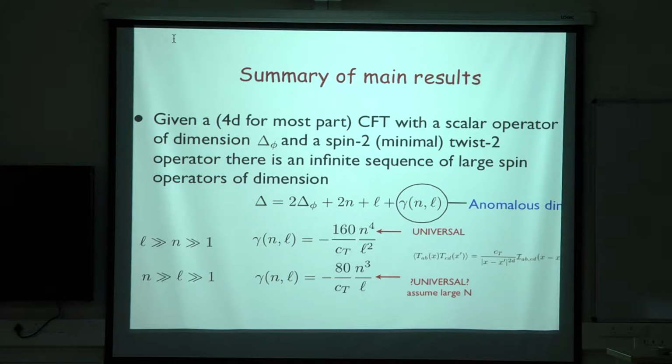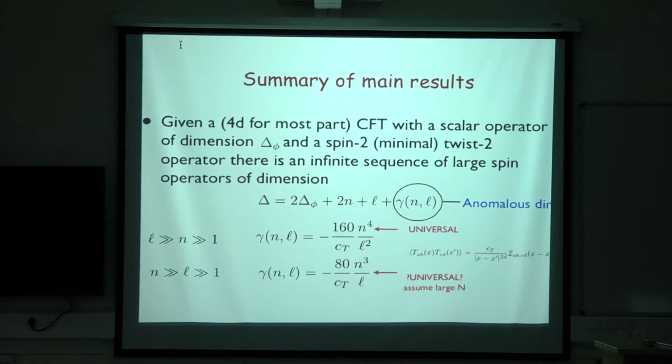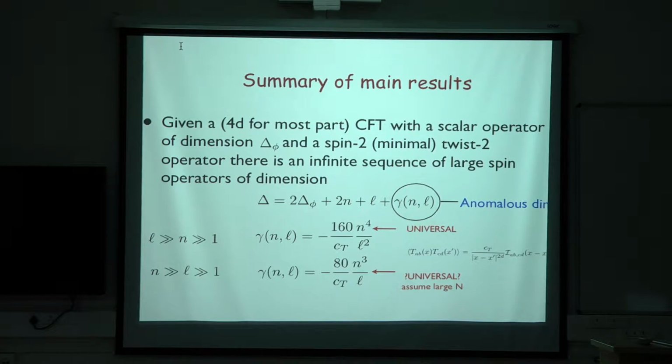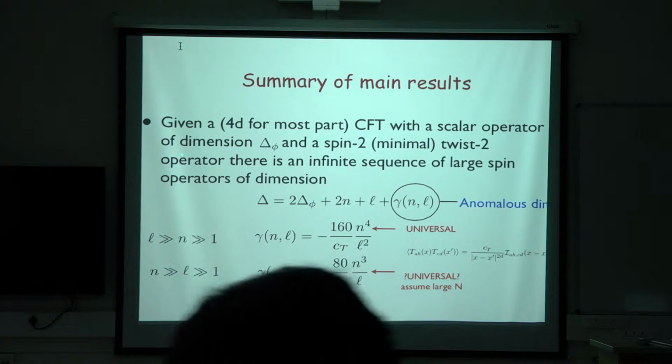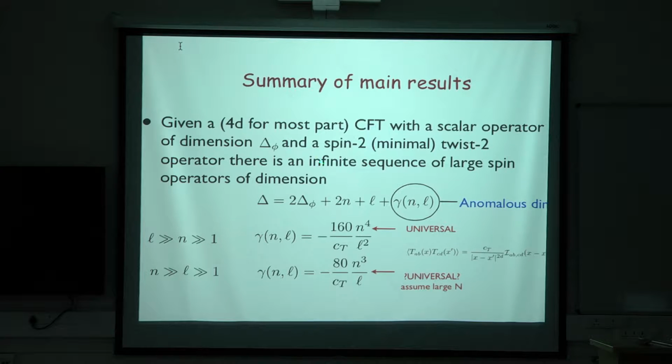So let me begin by summarizing the main results. Most of my talk I will deal with 4-dimensional conformal field theories, and I'll assume that there is a scalar operator with dimension delta phi, and that there is a spin 2, twist 2 operator, which is usually the stress tensor, and I'll assume that that is the minimal twist operator in the spectrum. Given just this minimal information, one can show quite generally, which I'll review in a bit, that there is an infinite sequence of large spin operators of this conformal dimension, which is twice delta phi plus 2n plus L, plus an anomalous piece.